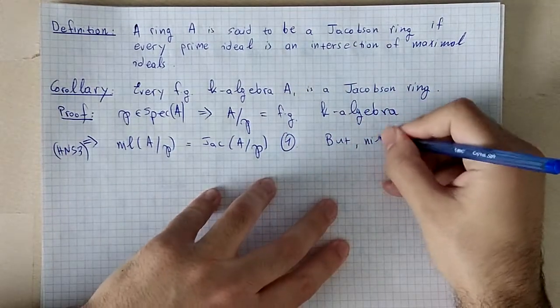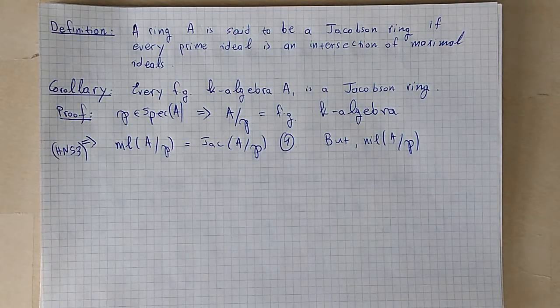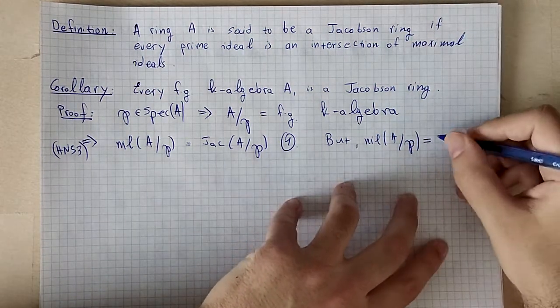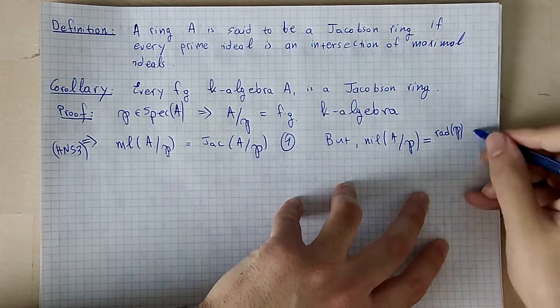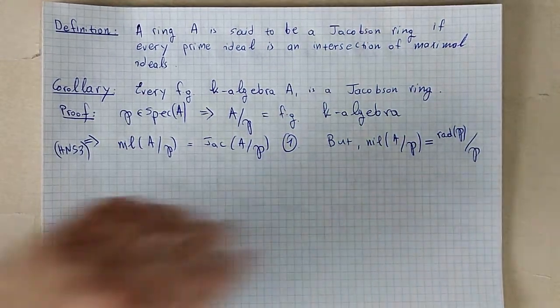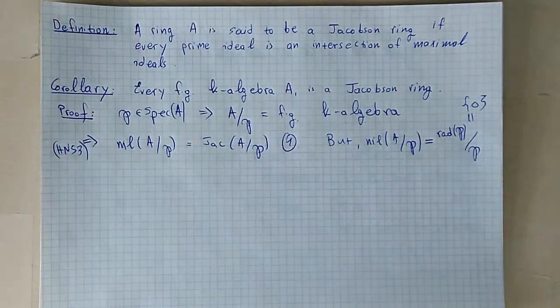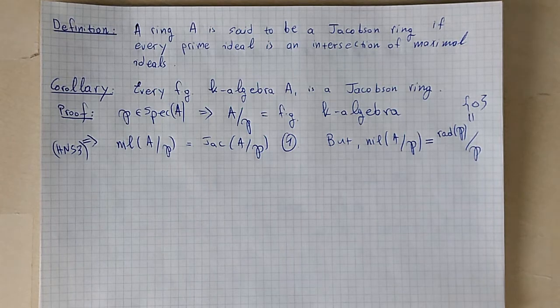This is a simple exercise. If I have A mod I, where I is any ideal of my ring, then it's easy to see that the nil radical of this is equal to the radical of the ideal, namely P in our case, mod P. But this is equal to 0, because every prime ideal is radical, and the radical of P is exactly equal to P. Therefore, we have P mod P, which is just 0.